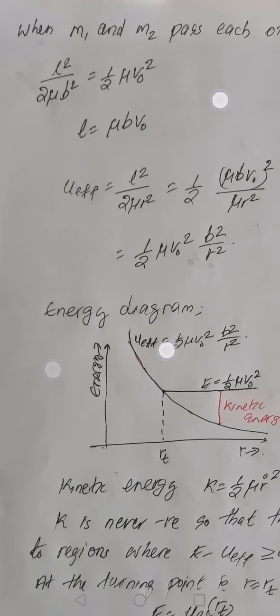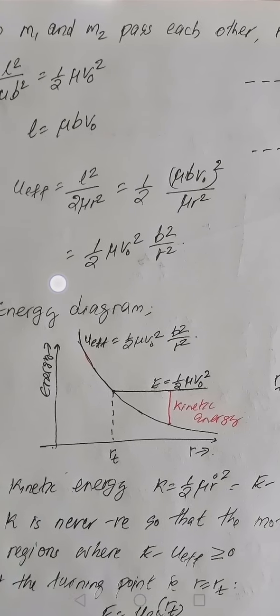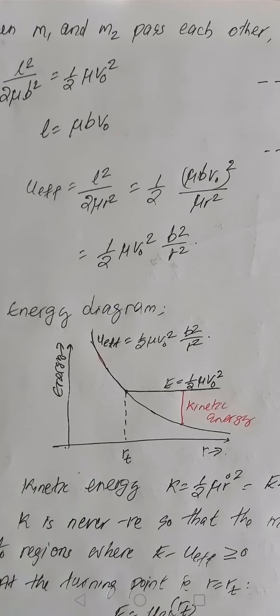Therefore the effective potential is L square by 2 mu r square, that is half L square, which is mu b v0 all square, by mu r square. That is equal to half mu v0 square into b square by r square. That is the effective potential for two non-interacting particles moving toward each other.